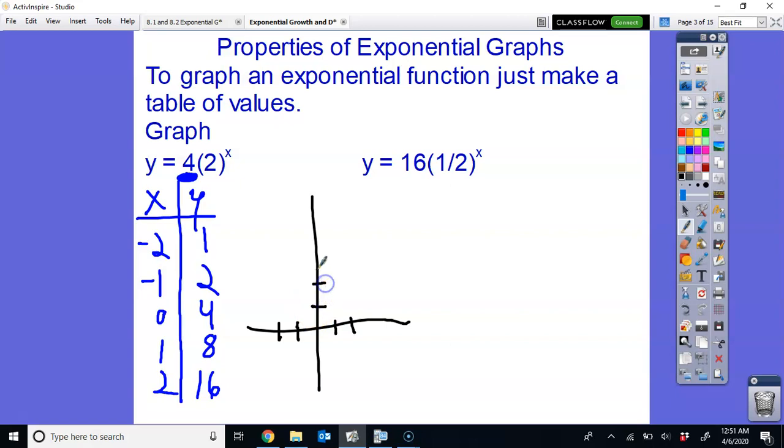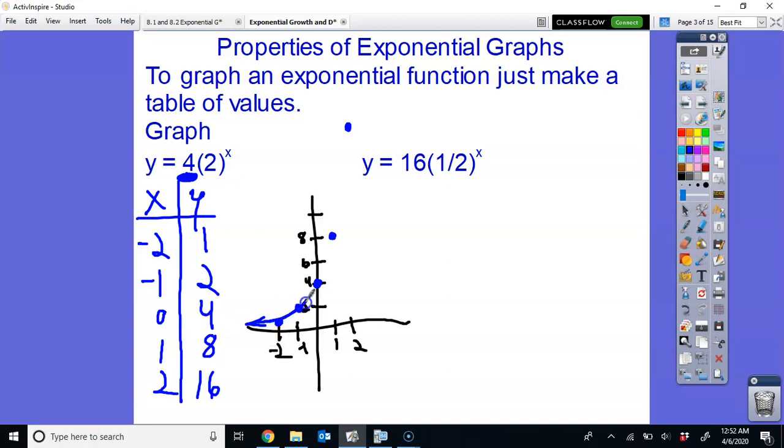So we are going to count by 2s here. We're going to count by 1s here. So my graph would be at -2, 1, -1, 2, 0, 4, 1, 8, and 2, 16 would be way up here.